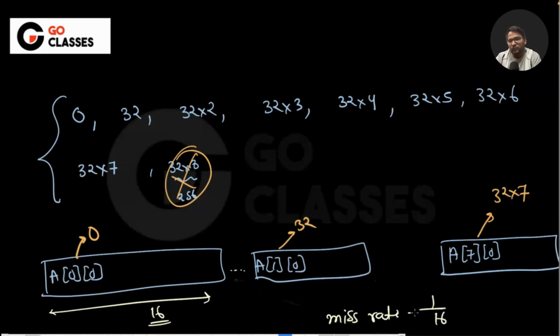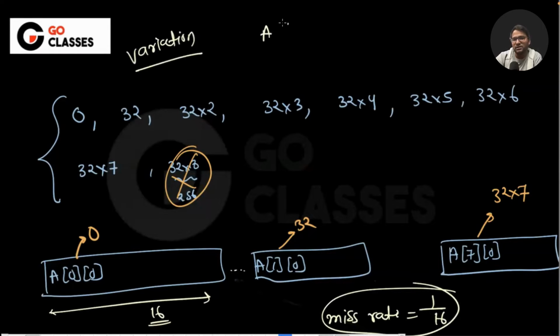1 upon 16, right? 1 upon 16. Understood? You can consider this a variation where the array size is 8 by 512. The first dimension is 8, so you just have 0 to 7. In that case, basically this is A0 to 15, and then you have multiple other blocks.